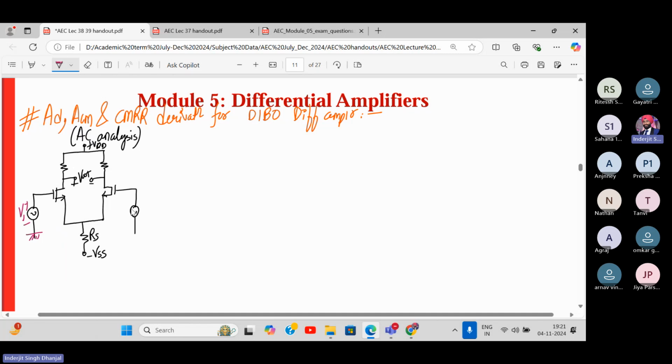This is V1. V1 and V2 are AC signals. Remember that. This is M1, M2. This is RD1. This is RD2. Remember they are symmetric. So even though we are writing RD1 and RD2, they are same. Okay. So that's your DIBO configuration. DIBO DFAM. This we already know.